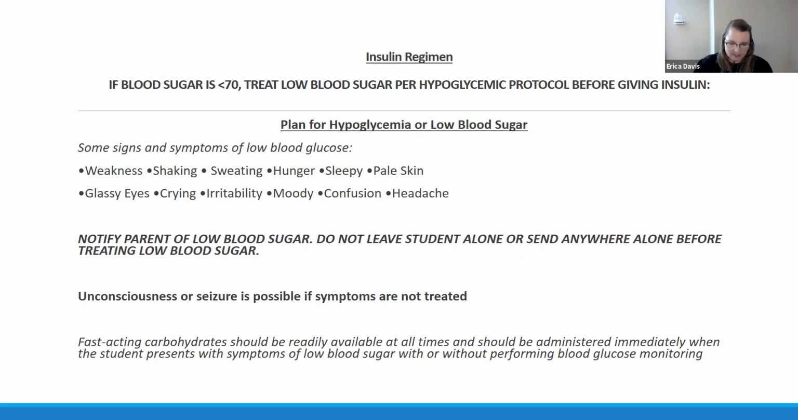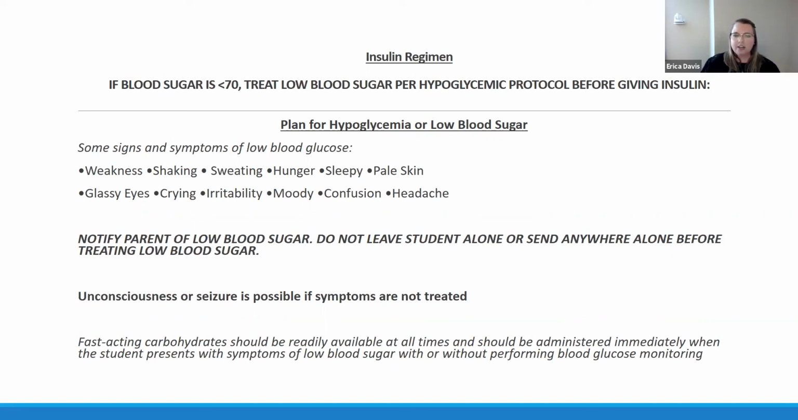Something else that's in here is it says, do not leave the student alone or send them alone if we are concerned about treating a low blood sugar. Again, you school nurses and teachers and administration, you are the expert on your school and how it functions and how that child is going to function within that school. So this is something that you're definitely going to have to address on a personal basis for that child to most safely take care of them.